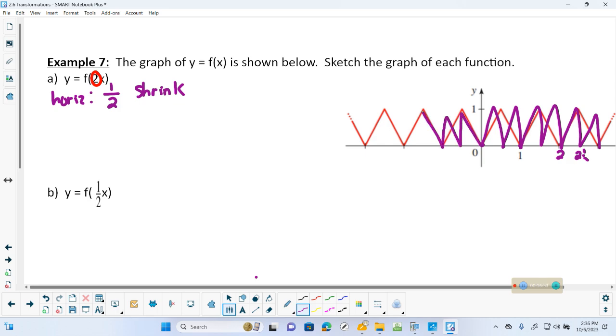Don't judge my drawing. Okay, we got it. So you can see it's shrunk. There's double the amount of triangles in it. Whew, okay. Now, let's take a look at this guy.